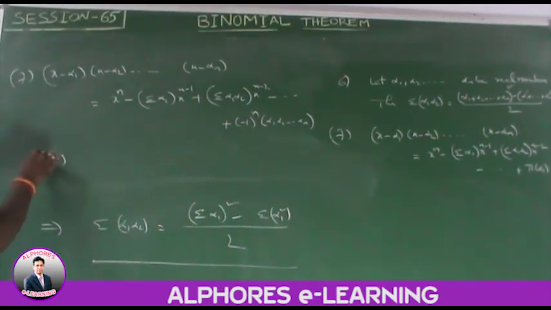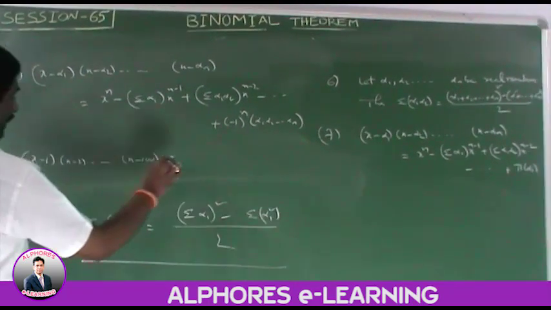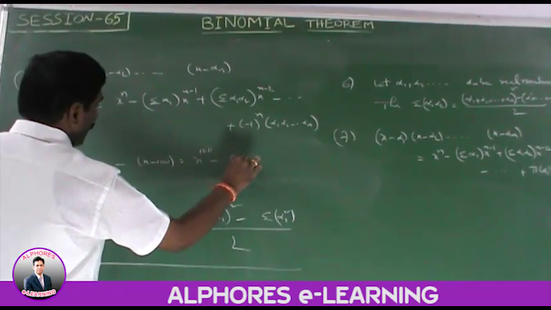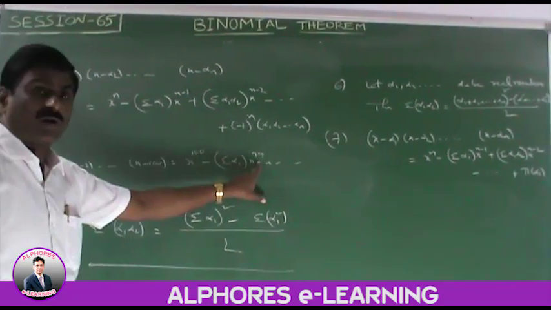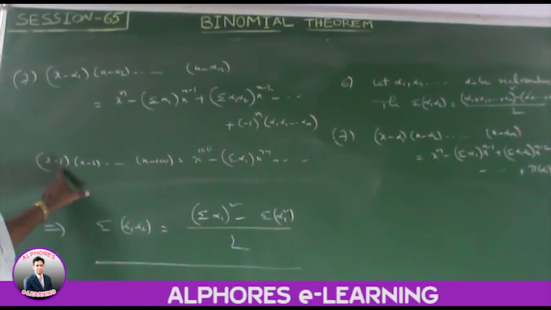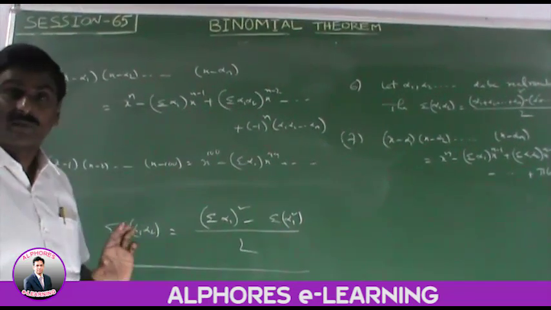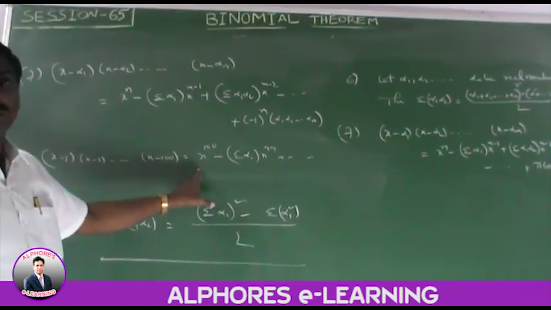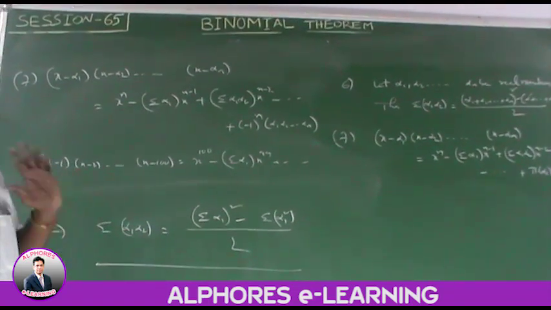Suppose it is in this way: x minus 1 into x minus 2 into so on, x minus 100. Here, what is the highest power? x power 100, minus sigma alpha 1 into x power 99, in this way. What is the x power 99 coefficient? Minus of sigma alpha 1. What are the values of alpha 1, alpha 2, so on? 1, 2, 3, so on. That is, the x power 99 coefficient is nothing but minus of (1 plus 2 plus ...). In this way we find the coefficients of the polynomial expression.